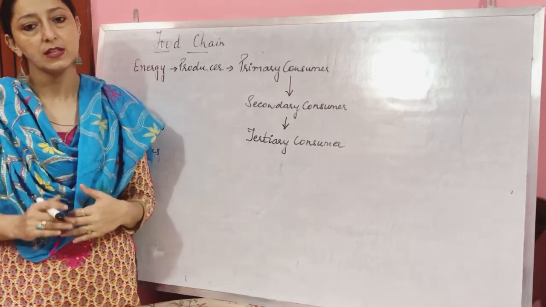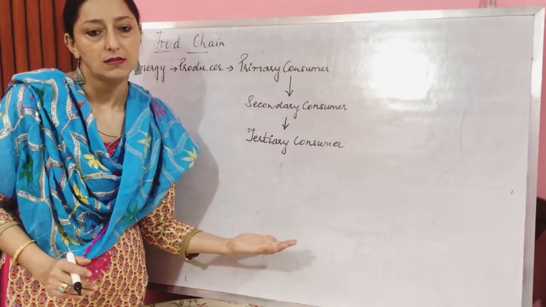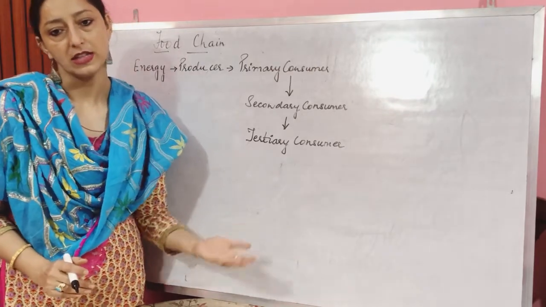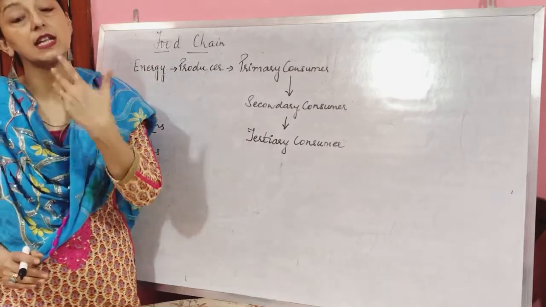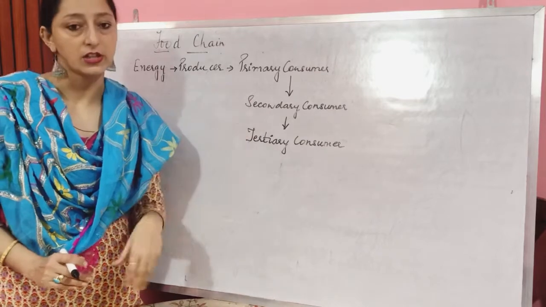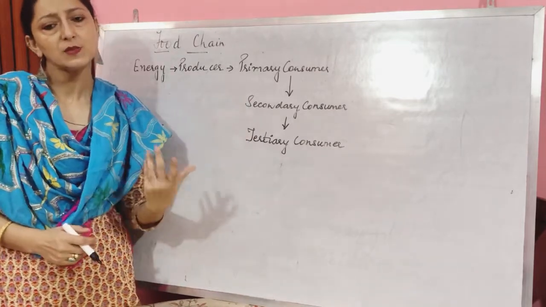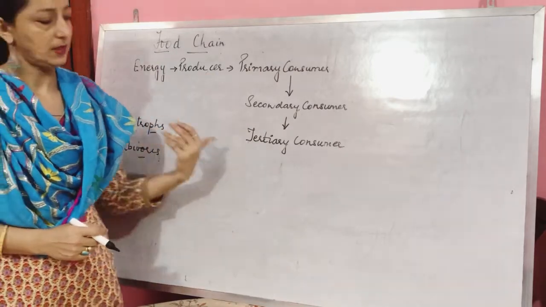When a bear eats a plant-eating rodent, the bear is functioning as a secondary consumer. When the bear eats salmon, now it is acting as a tertiary consumer. This is because the salmon is a secondary consumer.